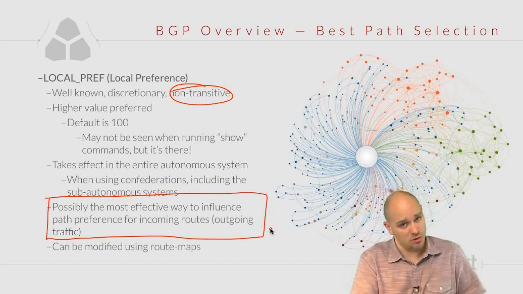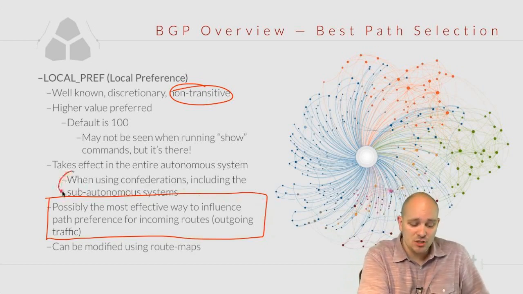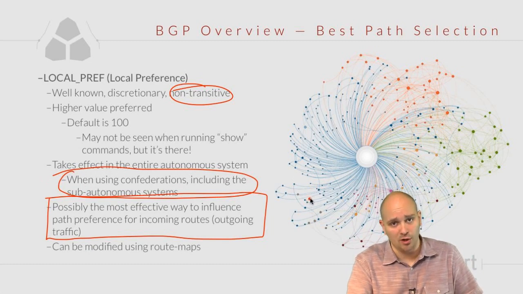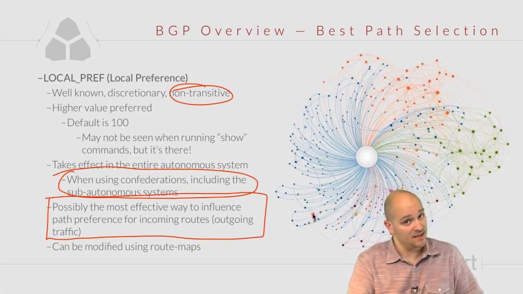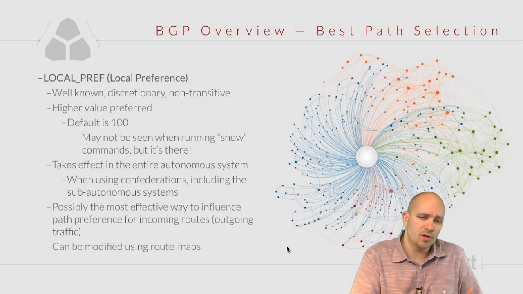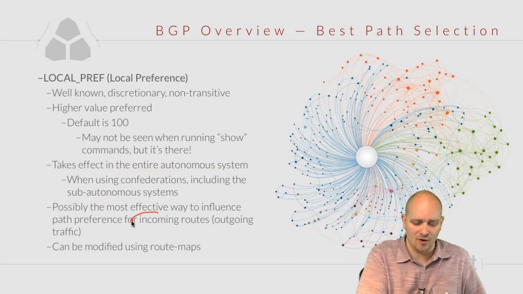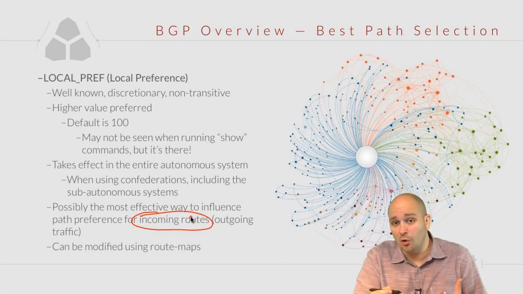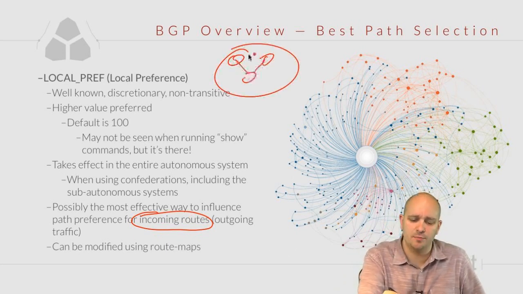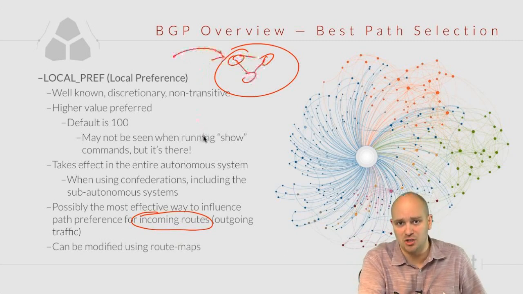And if you are using confederations, which I haven't talked about yet, this influence will propagate to the sub-autonomous systems as well. It may not make sense what I'm saying right now, but when we talk about the confederations, it is going to start making a little bit more sense. So, local preference is a very good attribute to keep in mind if you want to prefer certain routes over other routes. Now, keep in mind, when you are modifying the influence of the received routes, local preference is mostly used because it is very often used to set the preference when we receive the route from an external peer.